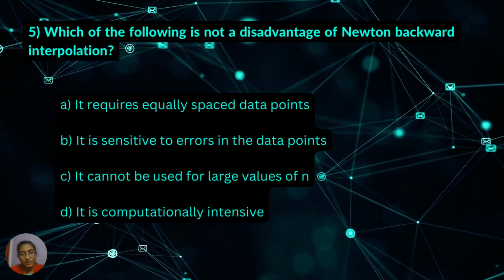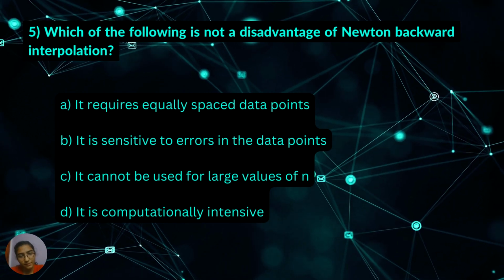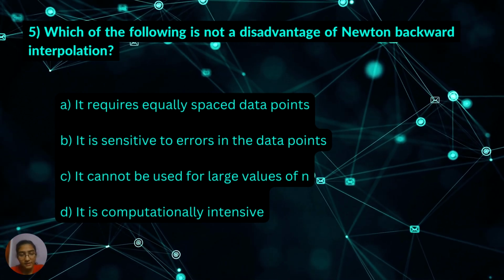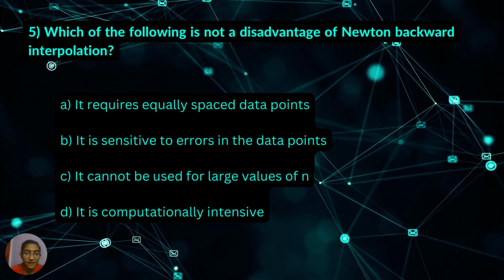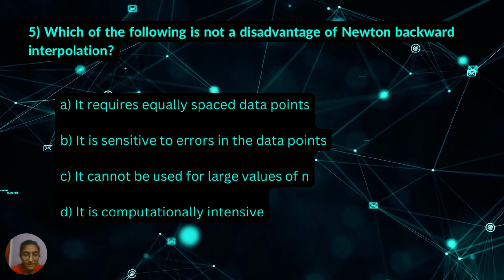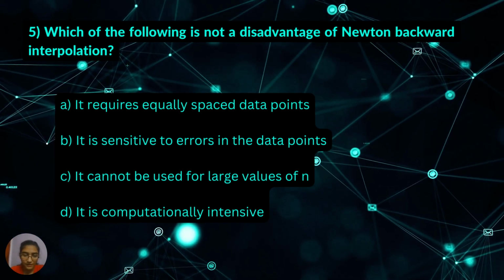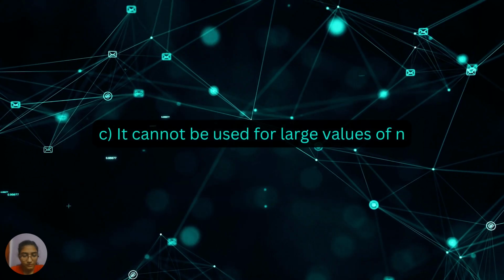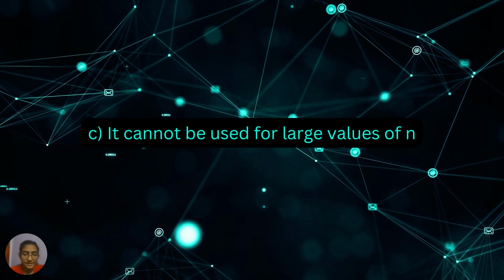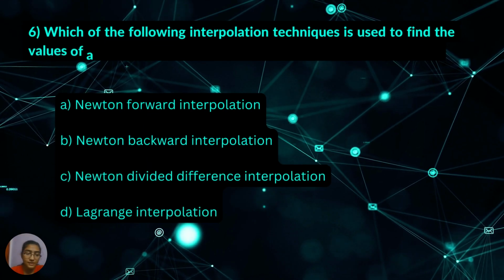But for Newton backward interpolation, the disadvantageous situation is that it cannot be used for larger values of n. Okay, so the answer is C. It cannot be used for large values of n. Now let's jump on to another question.